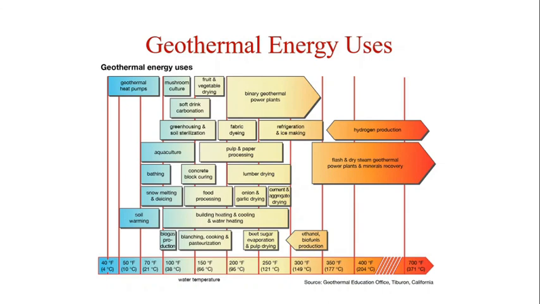After 150 degrees to 700 degrees Fahrenheit or 371 degrees Celsius, it can be used for hydrogen production, as well as flash and dry steam geothermal power plants and mineral recovery. So geothermal energy is versatile in its use.